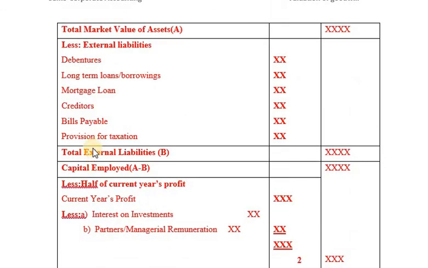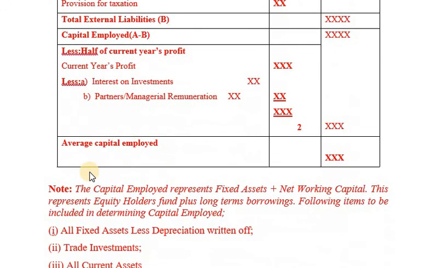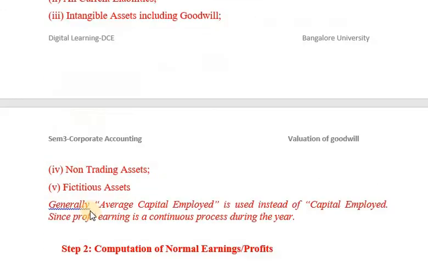Then what is half of current year's profit? While calculating current year's profit, we must deduct interest on investments, being a non-trading income, and then partners' managerial remuneration. Whatever balance we get from this, we must divide by 2. And finally, from the capital employed, if I deduct half of current year's profit, we get average capital employed.